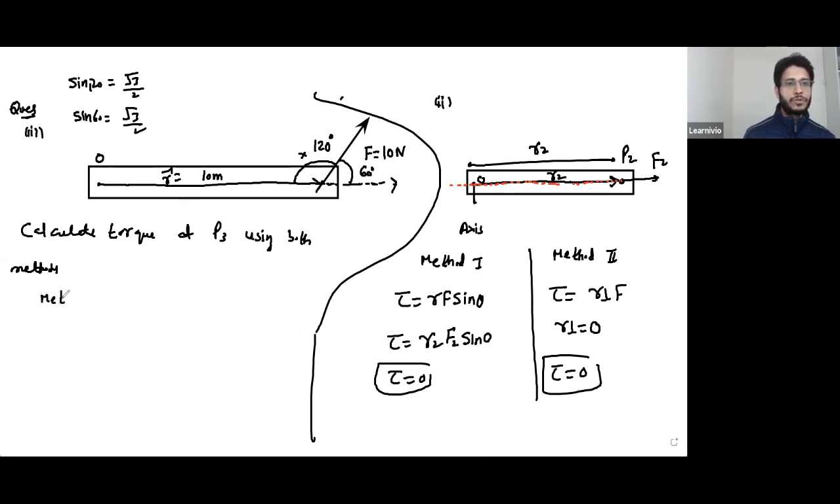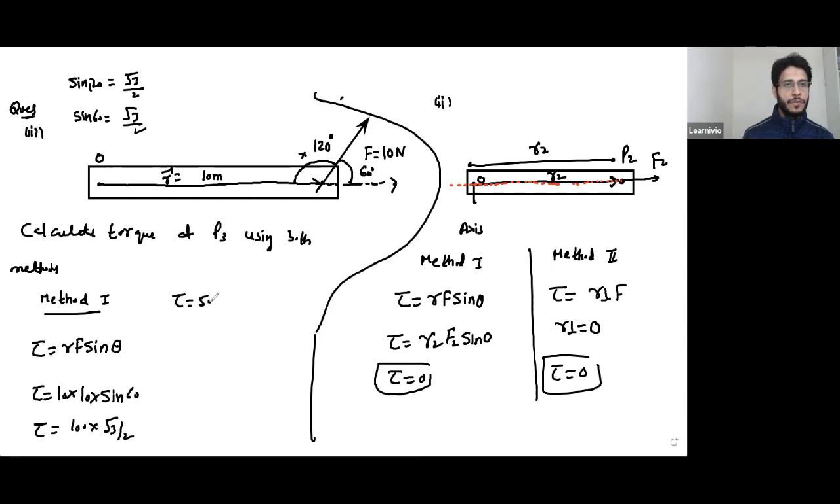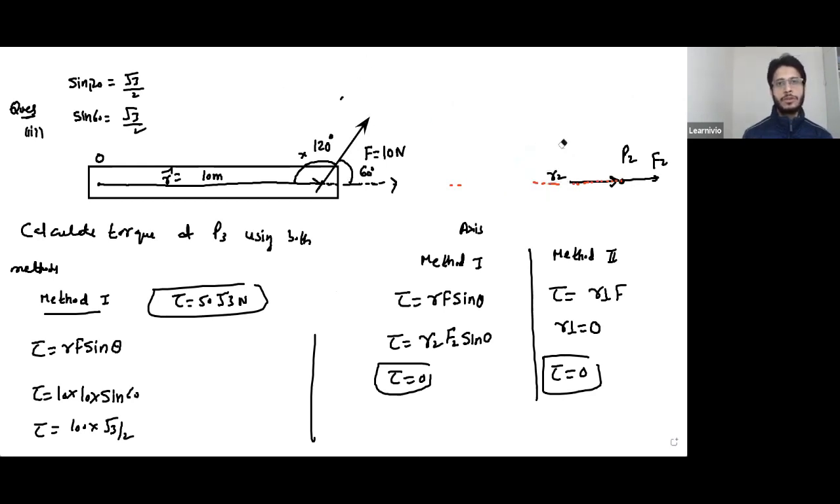So if I use method 1, then torque is R F sine theta. How much is R? R is 10. How much is F? It's 10, and the angle is sine 60. So your torque is 100 into root 3 by 2. So torque comes out to be 50 root 3. Now that was method 1. You can also use method 2.